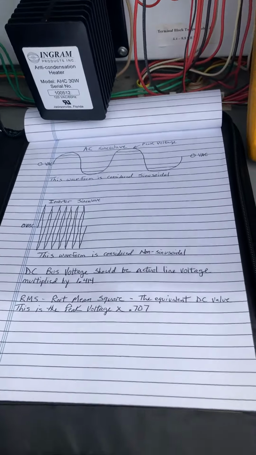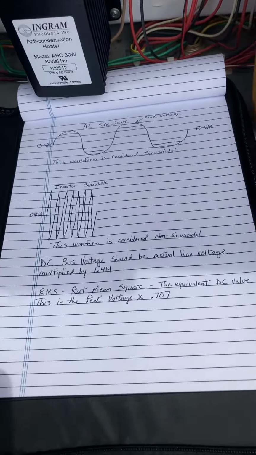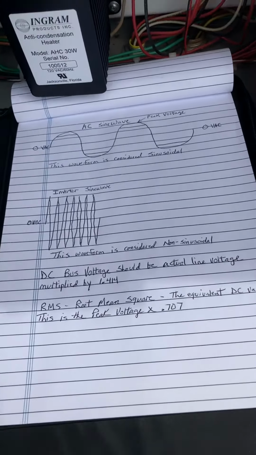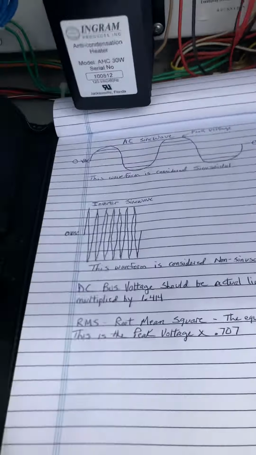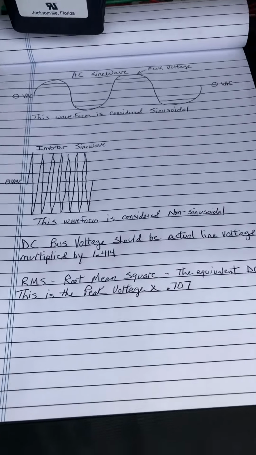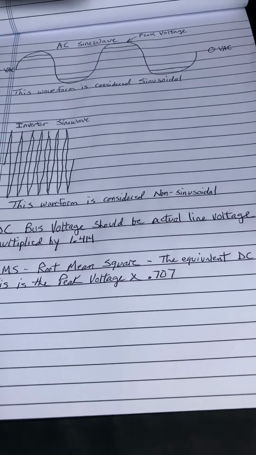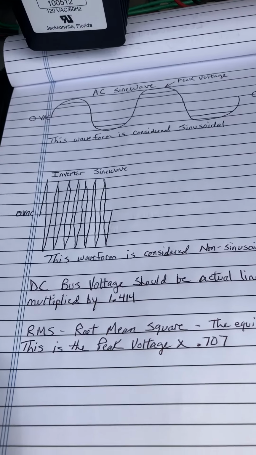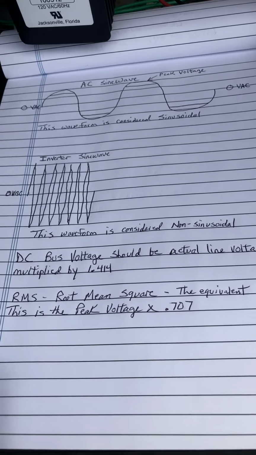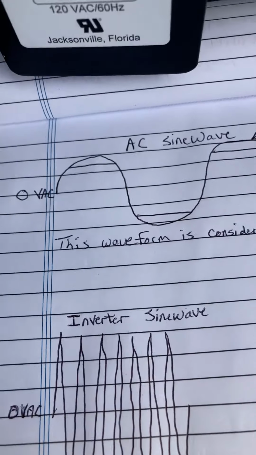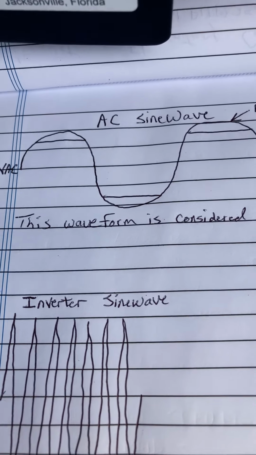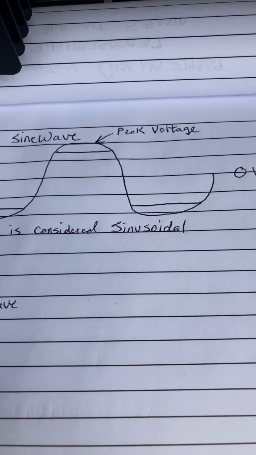All right, so we're back here. I've actually put some information here in writing that will help to differentiate the sine waves that we typically are working with in industrial drive applications. So here, as you notice, I've drawn an AC sine wave. This waveform is considered sinusoidal.